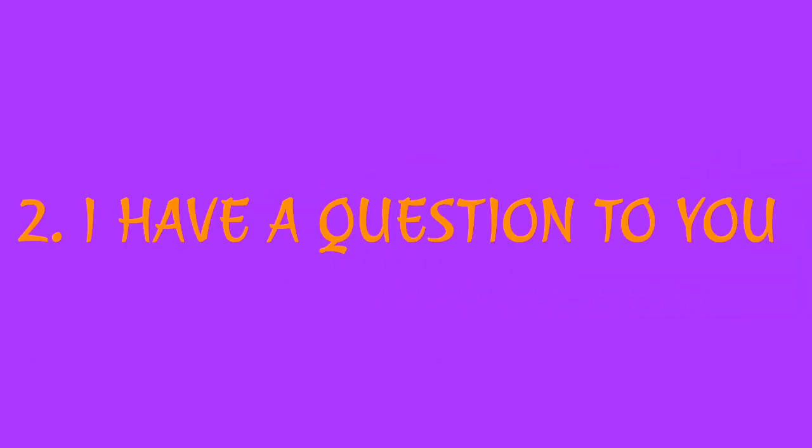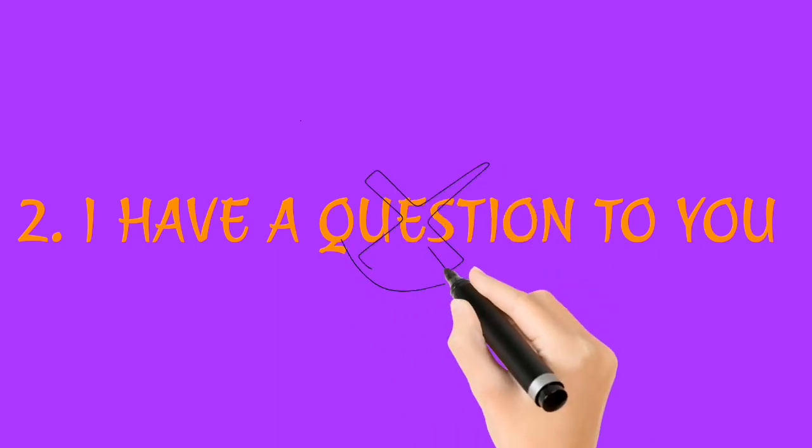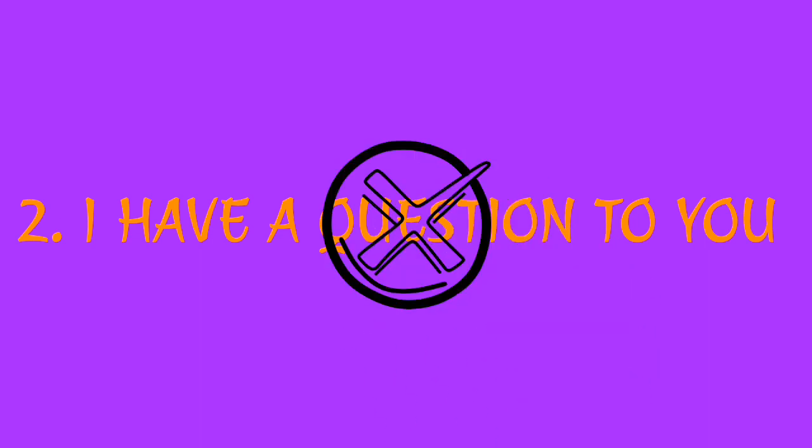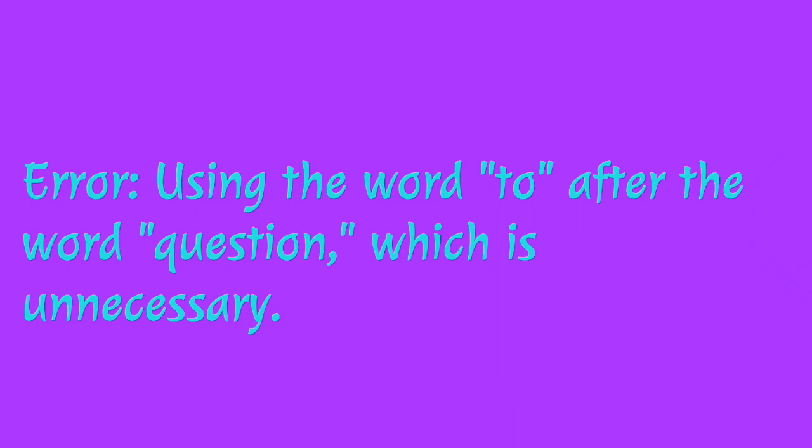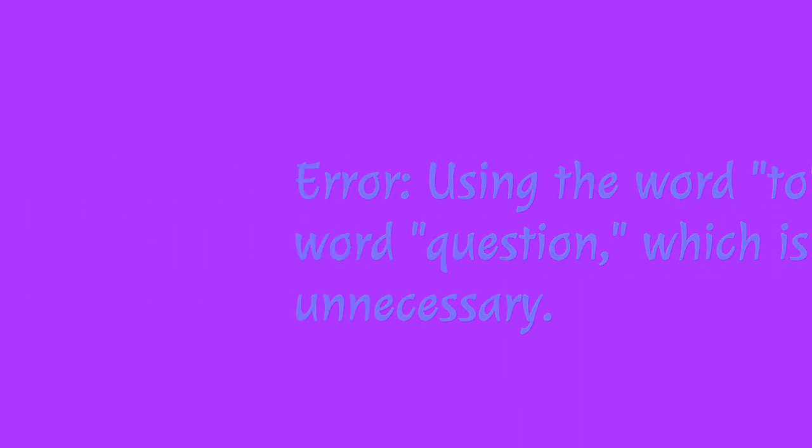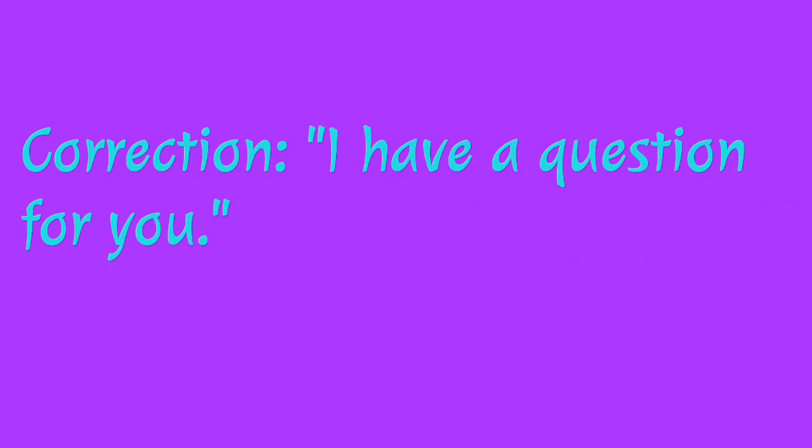Number 2. I have a question to you. This sentence is often found used, especially by beginners, but actually is incorrect. Using the word to after the word question, which is unnecessary. The correct sentence is, I have a question for you. Change to for.